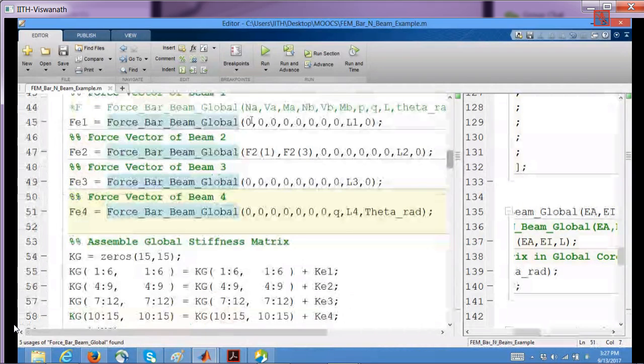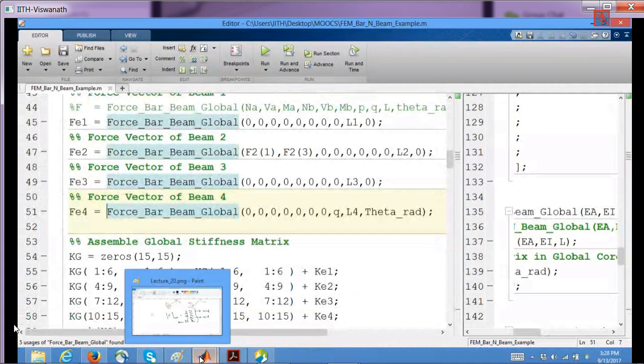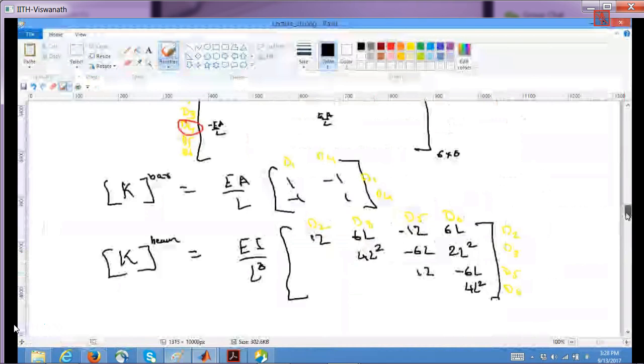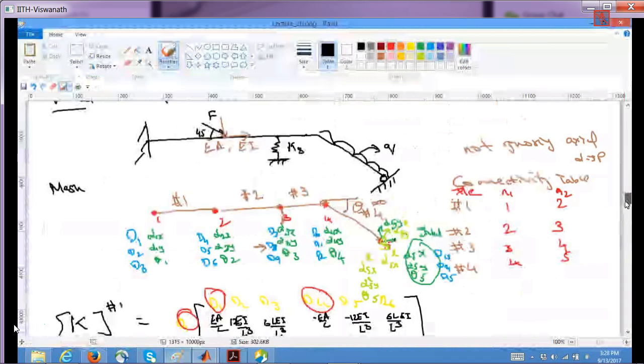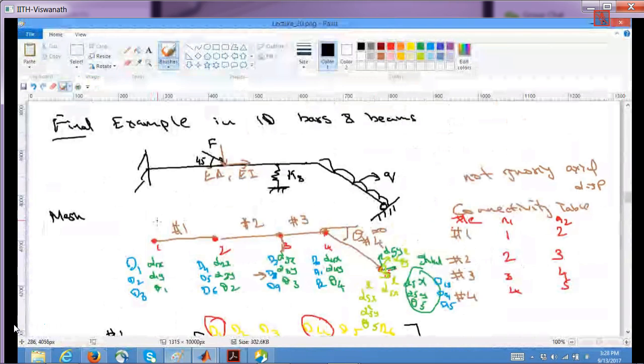So I'll go back to the first element. I'm not taking any forces on the first element. The second element will take the horizontal as well as the vertical component, Fx and Fy, acting at node 2. First element I keep it free, so NA, VA, MA, MB are all 0.